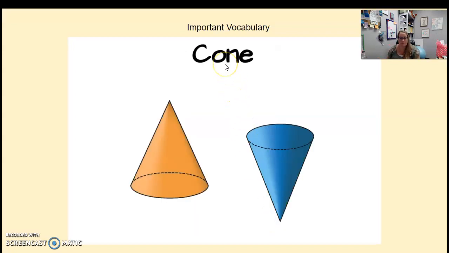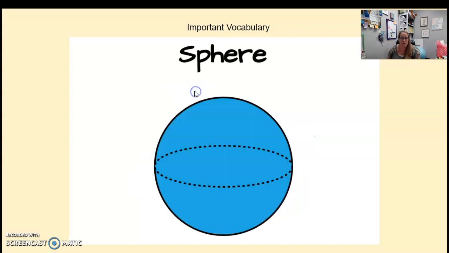The next one we have is cone. So remember, a cone has a circle, and it meets at a point down here at the bottom, or if you're looking at this one, it has a circle at the bottom, and it meets at a point at the top. And again, it can stand up. The last one we have is a sphere, and remember, a sphere is just one really big curved surface. And again, it can stand up.